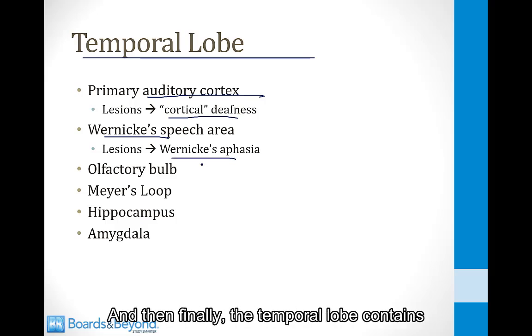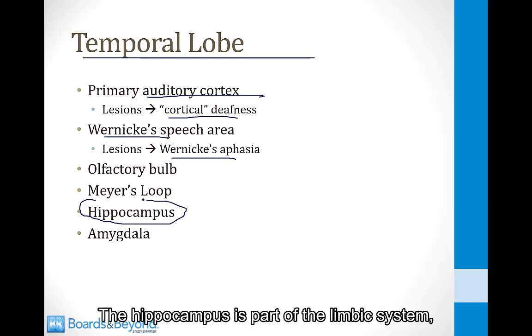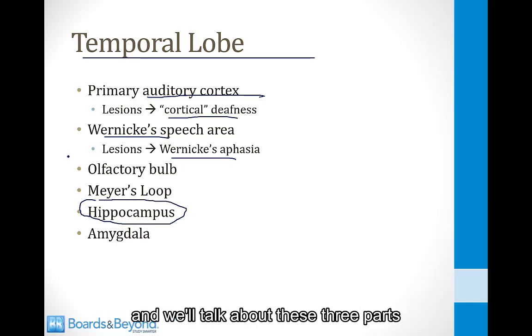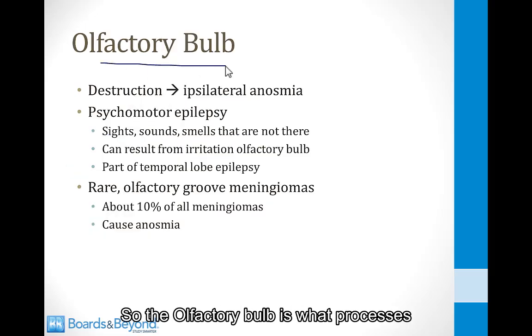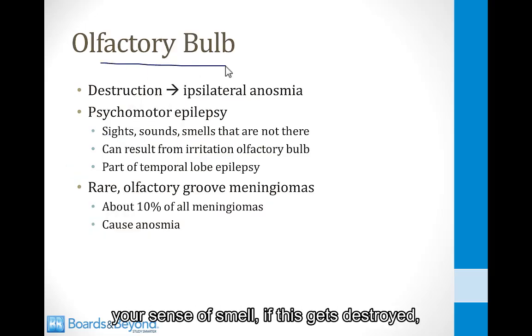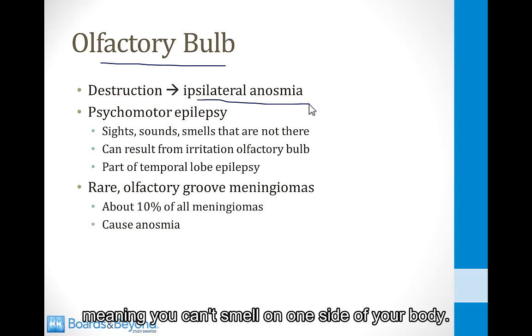And then finally, the temporal lobe contains the olfactory bulb, Meyer's loop, the hippocampus, and the amygdala. The hippocampus is part of the limbic system, which I talk about in another video, and we'll talk about these three parts of the temporal lobe now. So the olfactory bulb is what processes your sense of smell. If this gets destroyed, you get ipsilateral anosmia, meaning you can't smell on one side of your body.